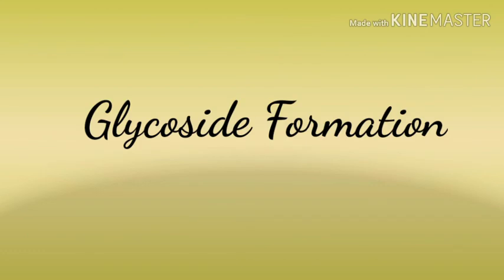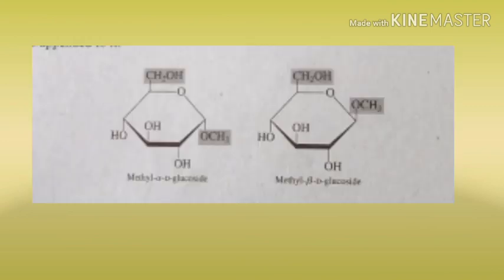Glycoside formation. An acetal is formed from a cyclic monosaccharide by replacing the hemiacetal carbon OH group with an OR group. So a glycoside is produced from glucose, which is the glucoside.